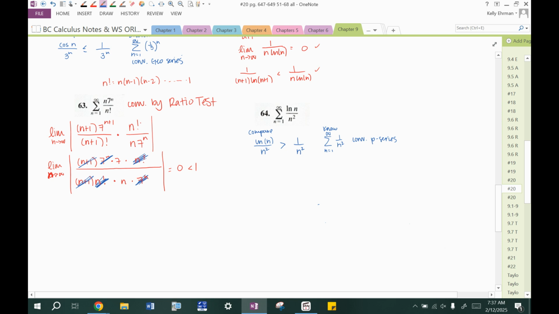DCT does not apply because the series on the bottom is converging. So that doesn't tell me anything about the one that's growing, decreasing more slowly. I keep saying growing. That just means I need to do limit comparison test.